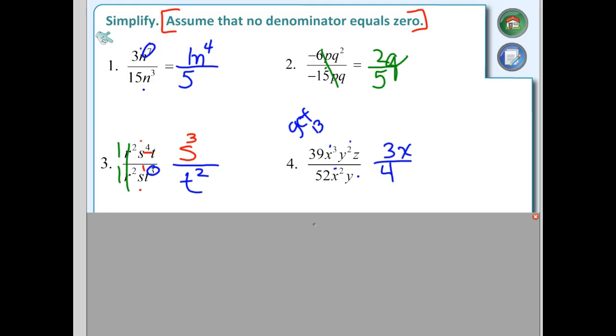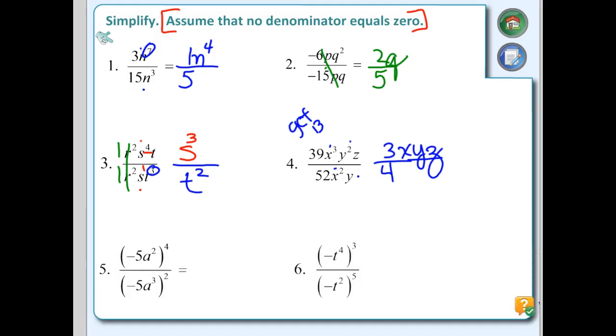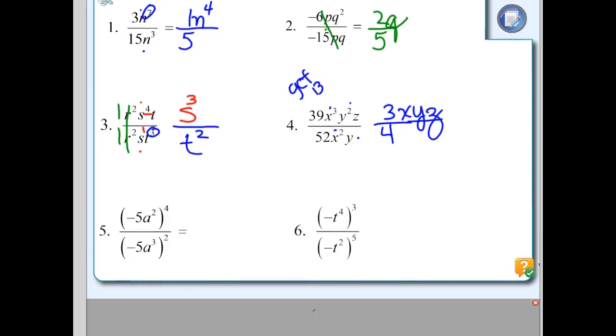We're going to subtract our exponents and get 1. Where's it going to go? Right in the numerator. And then z doesn't have a partner, so Mrs. Burton would say it comes along for the ride. Now, we're going to get a little technical here on these last 2.